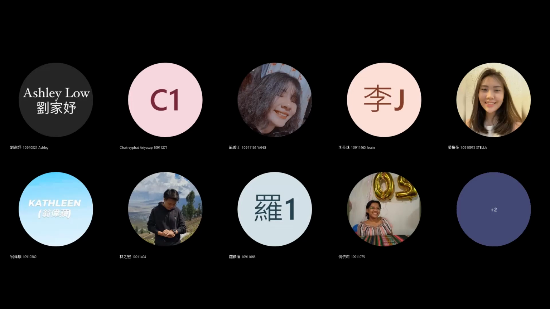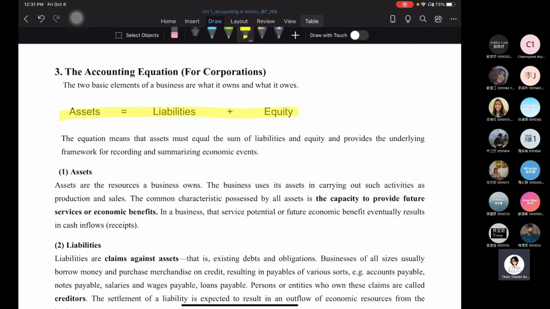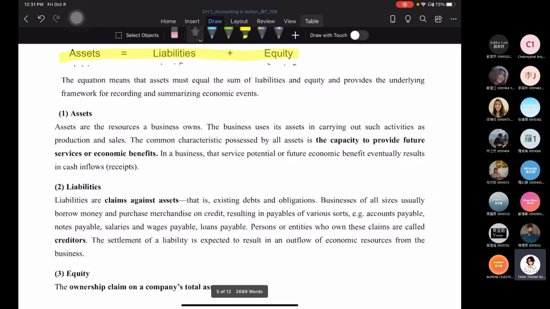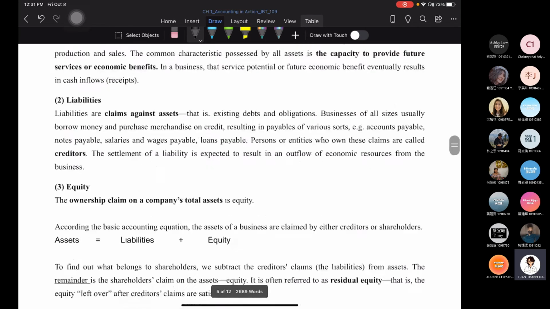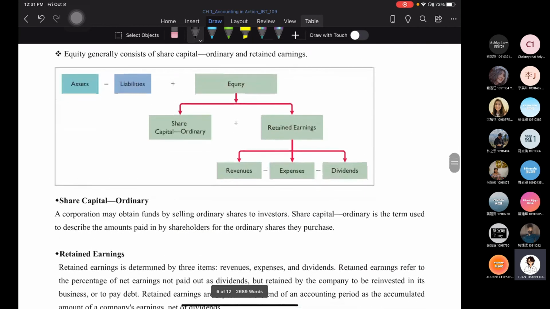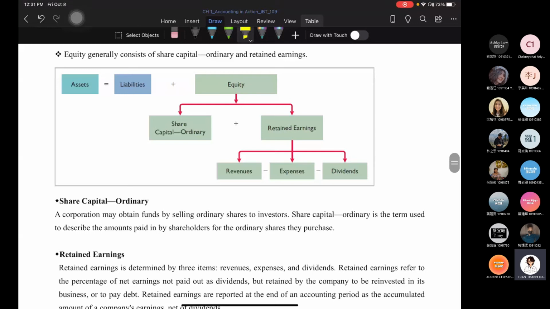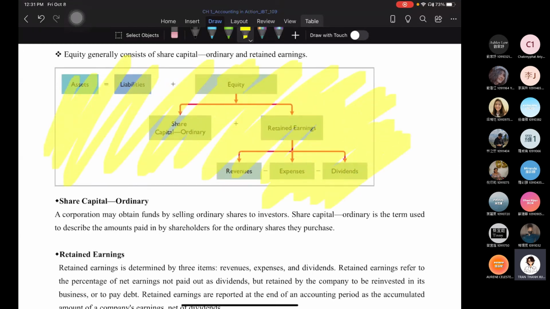This is the equation. Always keep this in your mind, because later on every transaction will be based on this basic equation. From this basic equation, there will be many accounts here. So please remember that. You must highlight this in your sheet. Don't ever forget it.